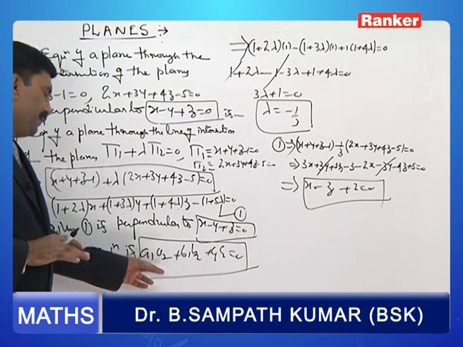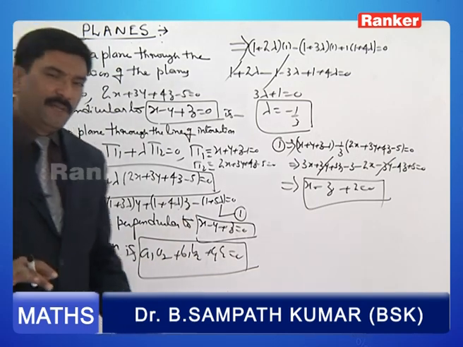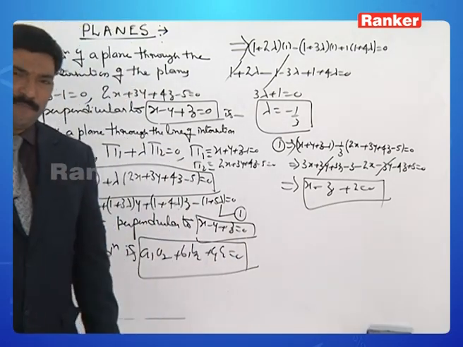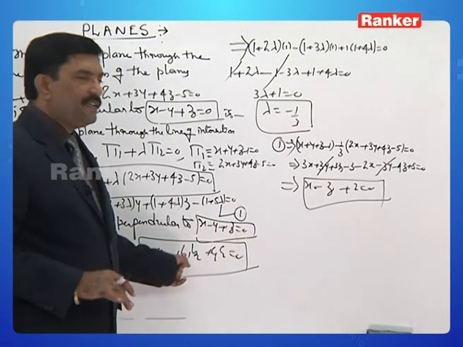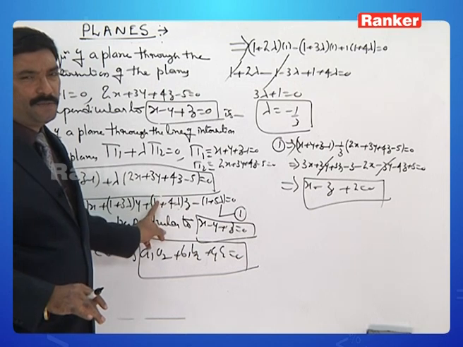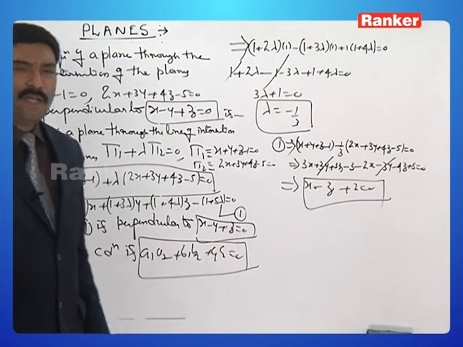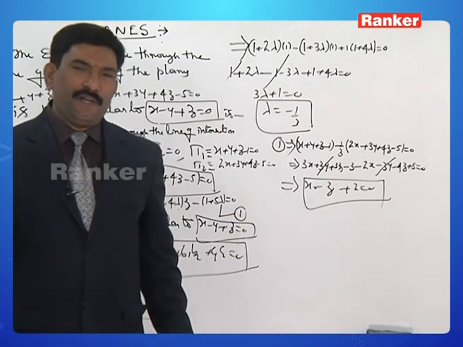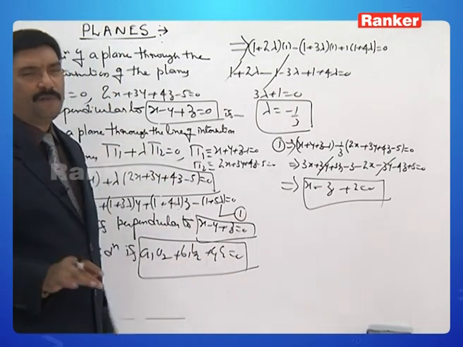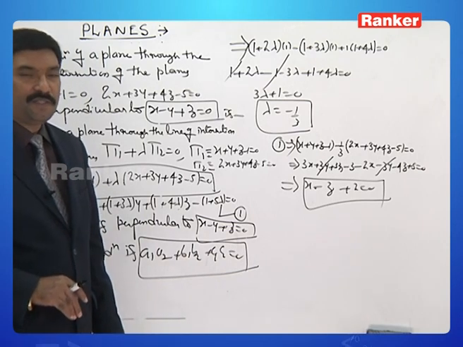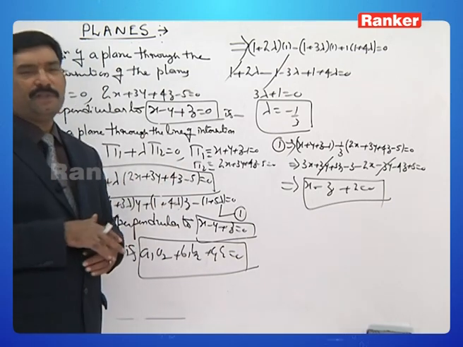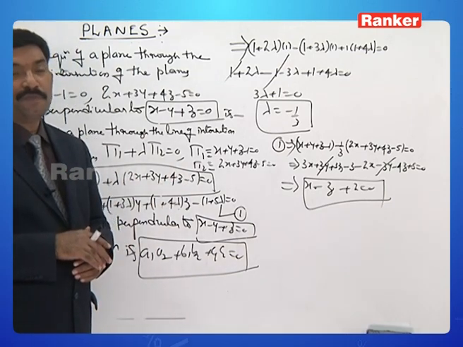So therefore, instead of this, you apply a1 by a2 is equal to b1 by b2 is equal to c1 by c2. Then you get a value of lambda. Take that lambda and simplify, you substitute here. That gives the equation of a plane passing through the line of intersection of two planes parallel to another plane. At present, we are discussing perpendicular. Here, instead of the parallel condition, we are applying the perpendicular condition. This is how we can use the concept of angle as well as the concept of a plane passing through the line of intersection of two planes.